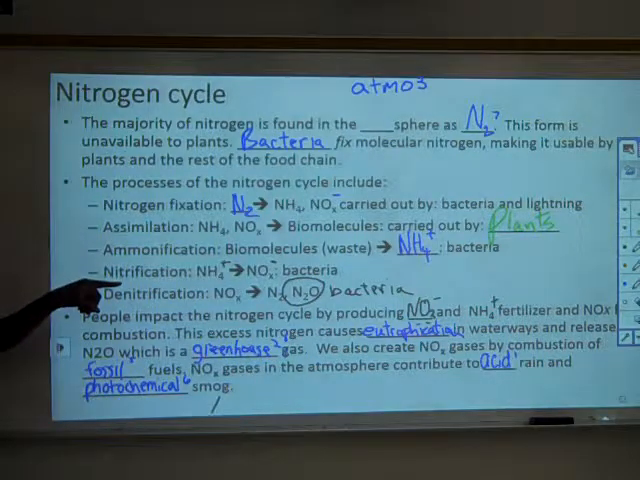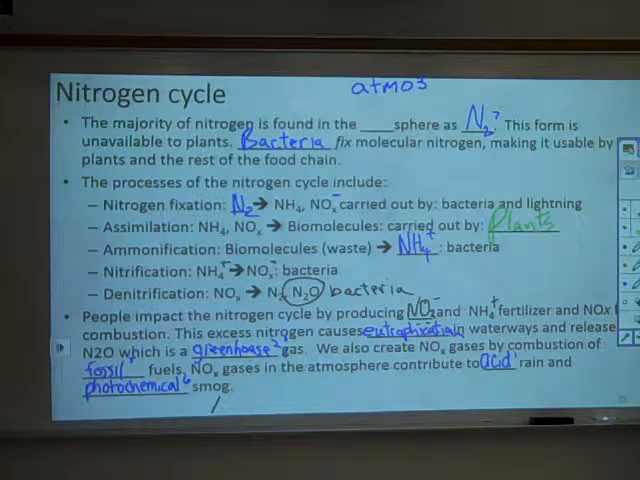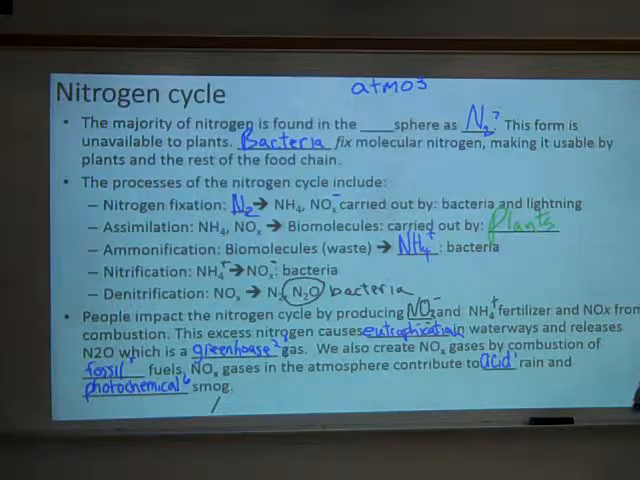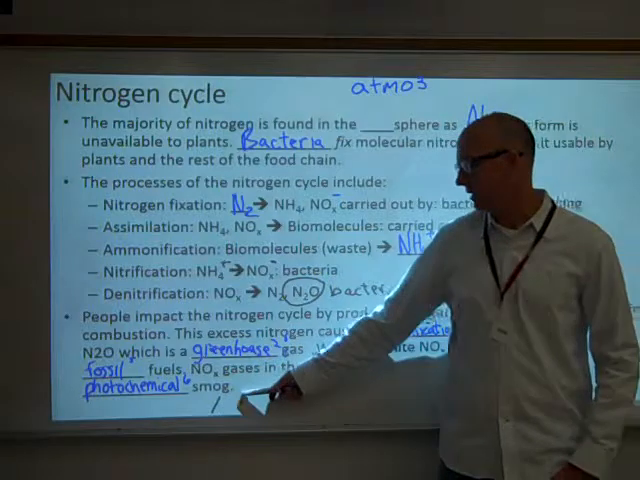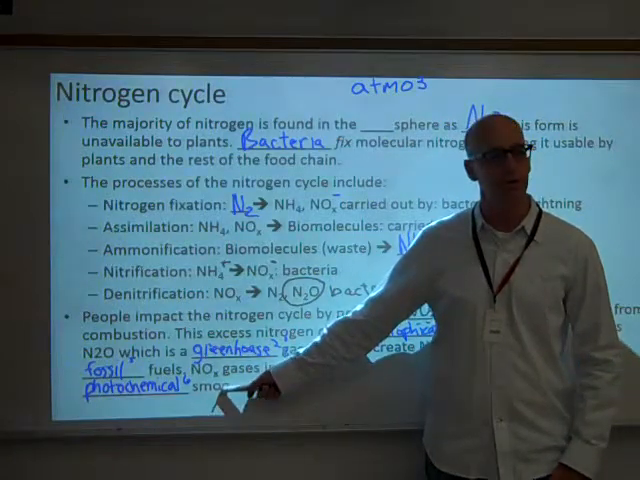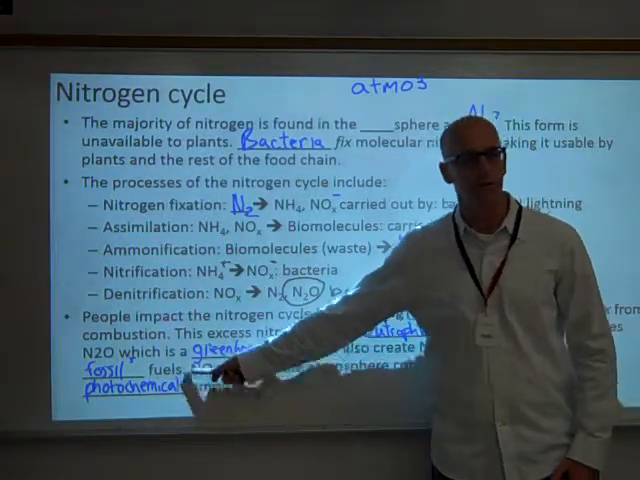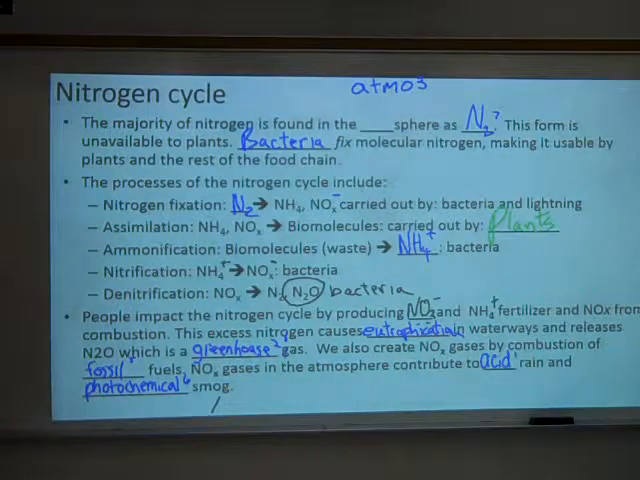creates acid rain, nitric acid in the atmosphere. And it combines with your gasoline fumes, and this is what makes the photochemical smog we talked about with air pollution. That produces what, for example?